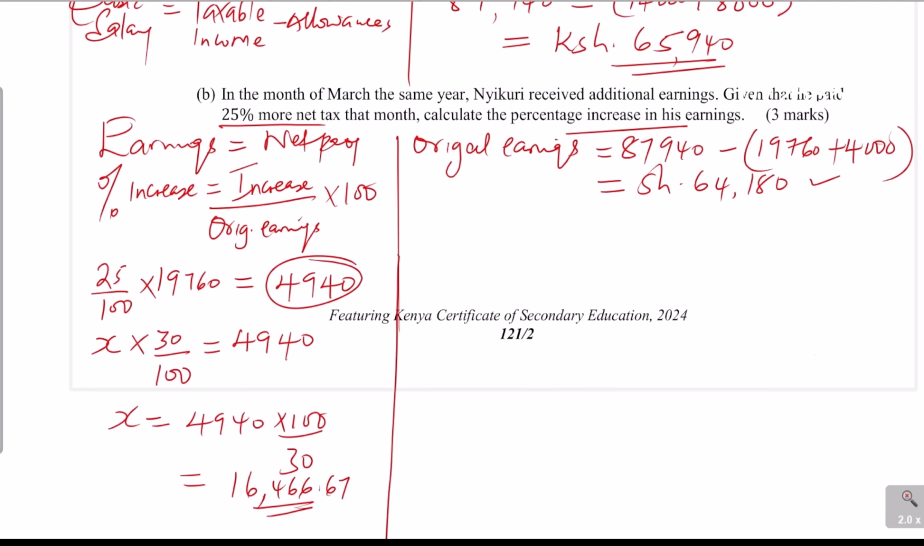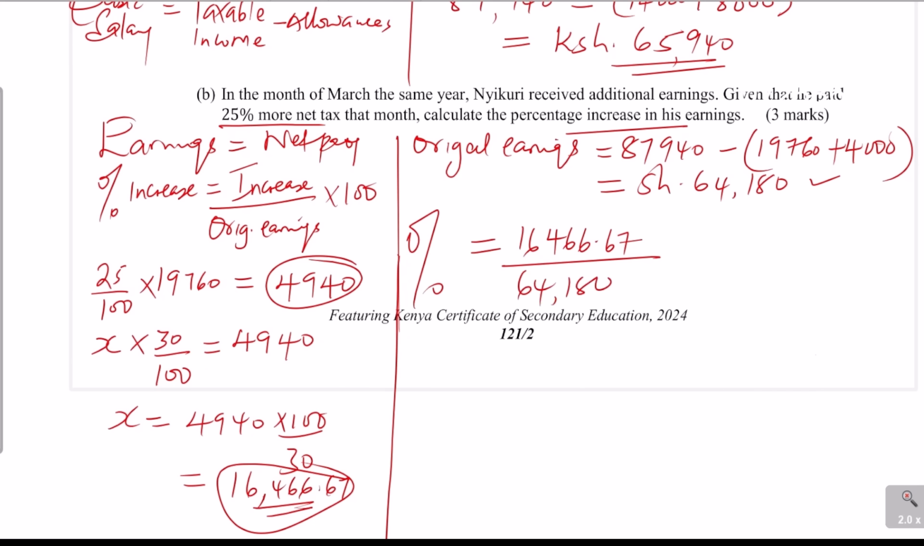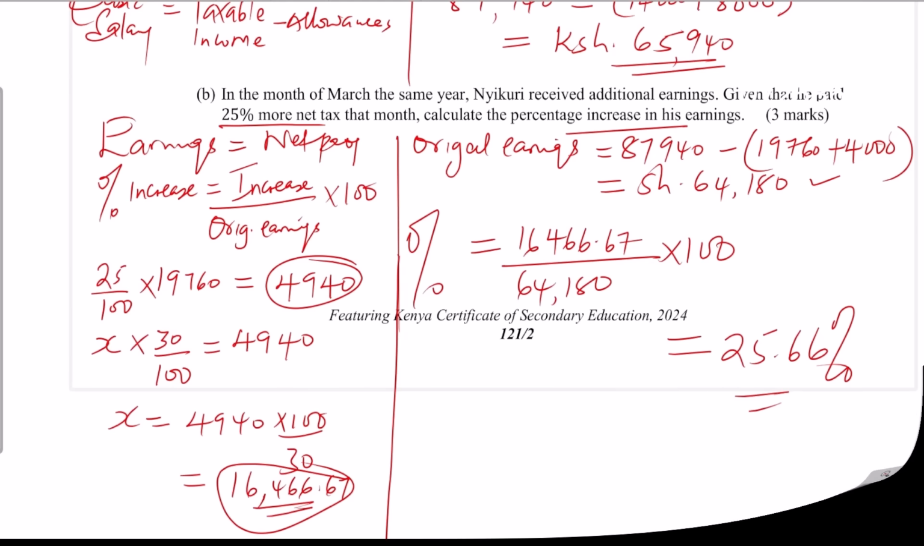By now, after getting that, we can get the percentage increase, because we said the percentage increase will be given by the increase in the earnings, which you already got as 16,466 cents. This was the amount that increased to give that tax, divided by the original earnings, which is 64,180, and then we multiply by 100. And this will give 25.66%. So that is how you're supposed to solve that question.